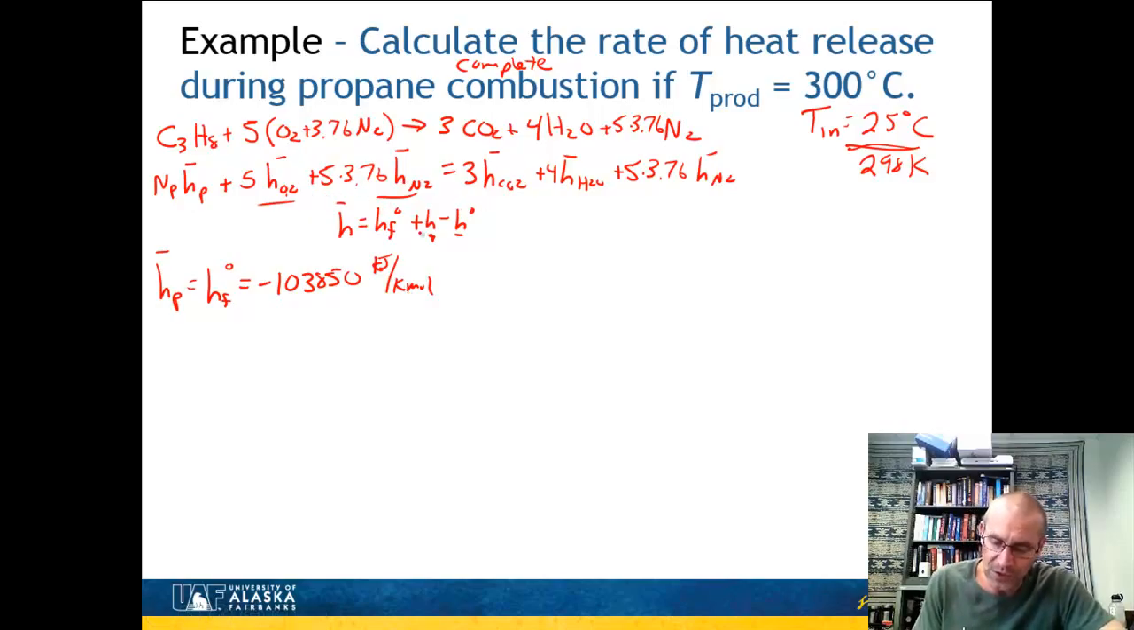Then the next 2 are 0, so now we've just got the terms left. For example, the enthalpy of CO2. So let's look at that. The enthalpy of CO2. Now this is at 300 degrees Celsius. So I've got to account for all 3 because its enthalpy of formation is not 0.